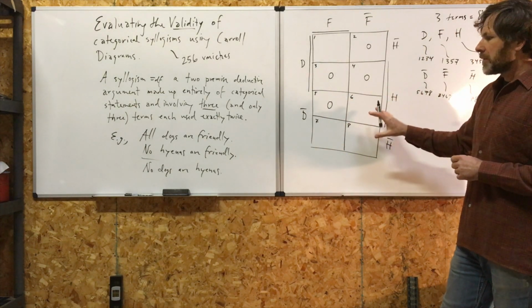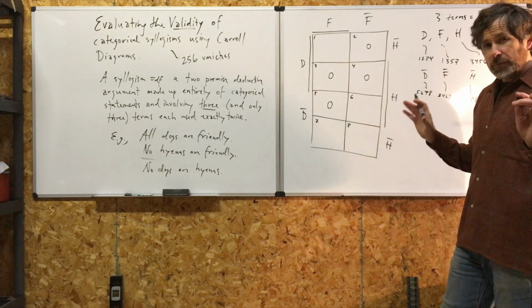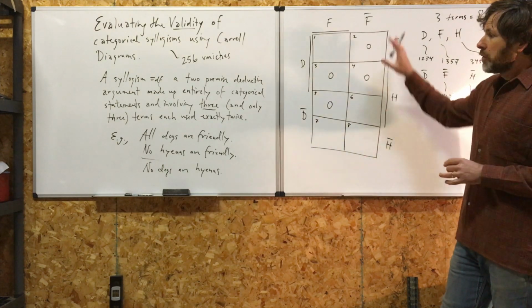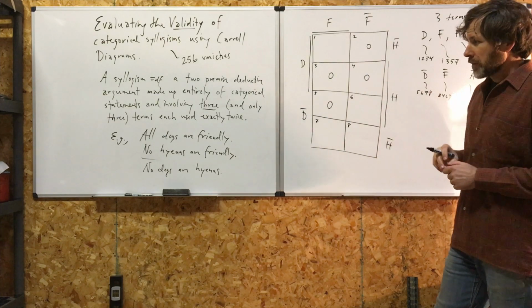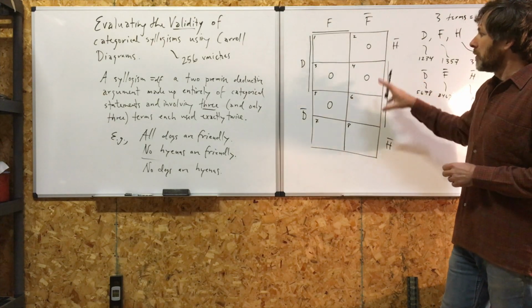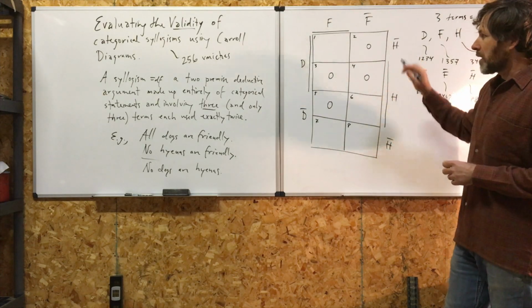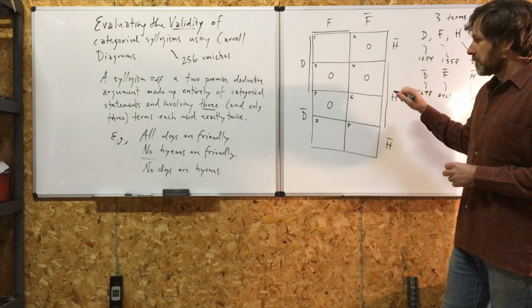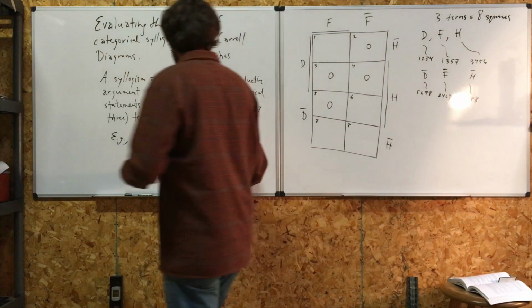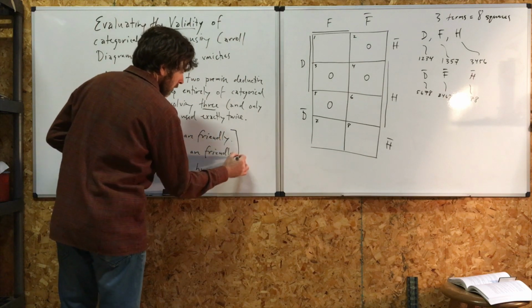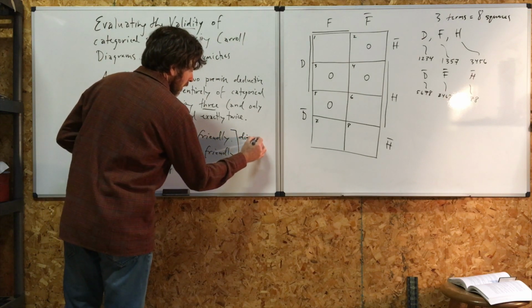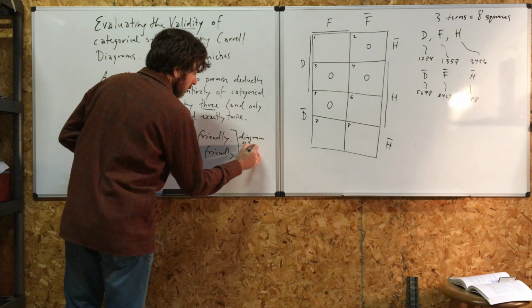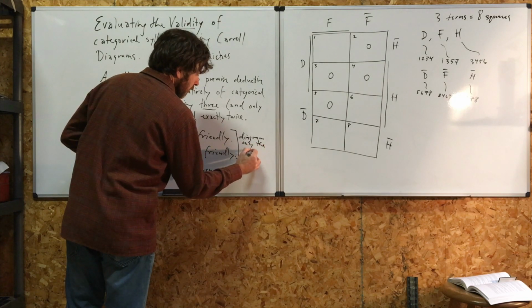The diagramming is done. That's really important to understand. When you Carroll diagram a categorical syllogism, all you do in terms of diagramming is just diagram the premises. Okay? So I'm going to write that down right here. Diagram only the premises.